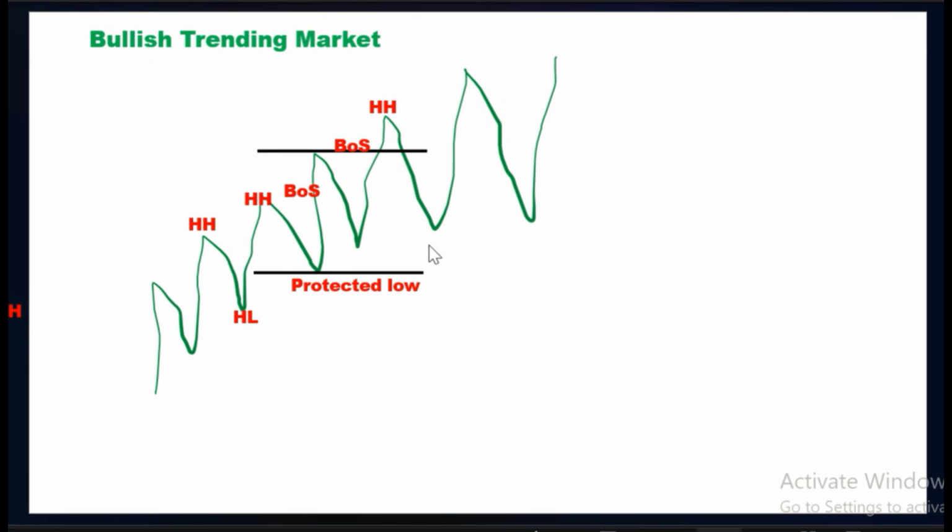But we are going to consider that when we start talking about trend line breakout. So yeah, this last low, every last low is known as a protected low. What that means is we do not expect this low to take out this low. This is a protected low because we don't expect the last low here to take out this low.